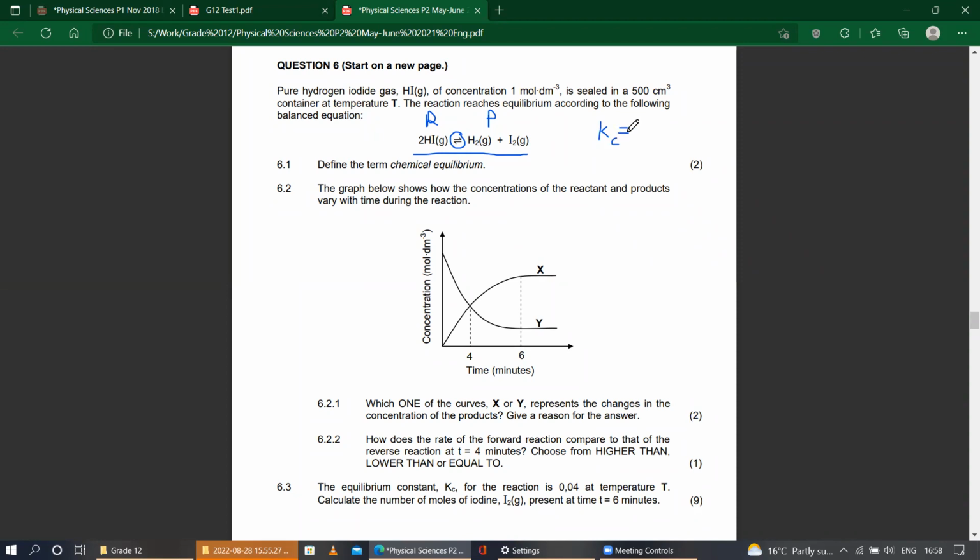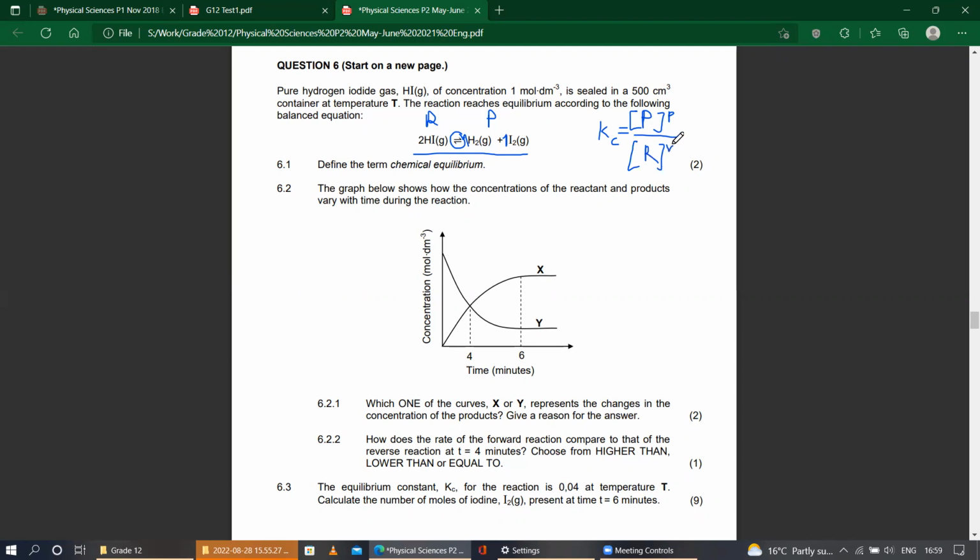So Kc is the concentration of the products at equilibrium, each to the exponent of its coefficient. Coefficients, that's basically, here there's a 1 and here there's a 1, but here there's a 2. So these are our coefficients. This is divided by the concentration of the reactants at equilibrium, each to the exponent of its coefficient.